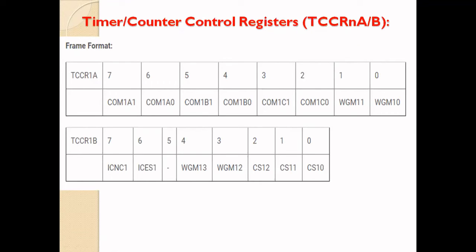Timer control registers. These 3 bits are used for the prescaler, and these 2 bits are used for the waveform generation mode, and this is for input capture, and these six are called output compare output.